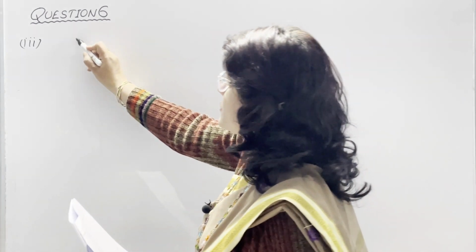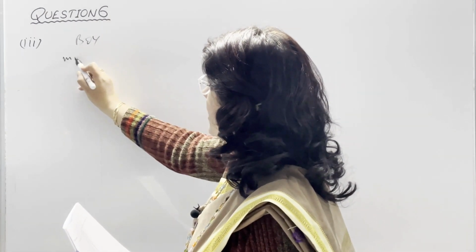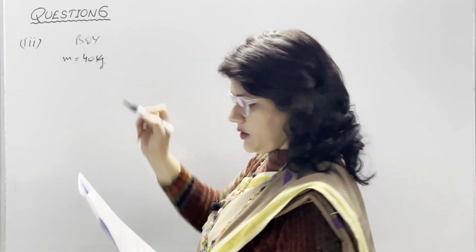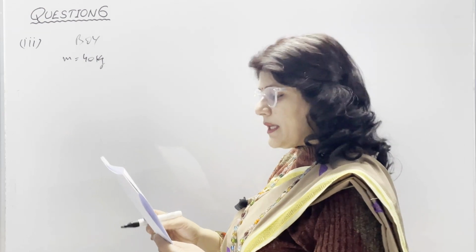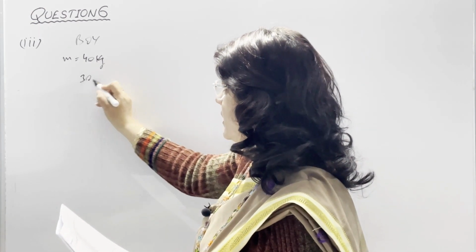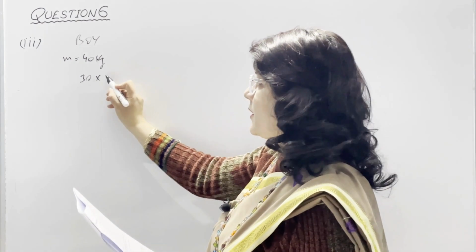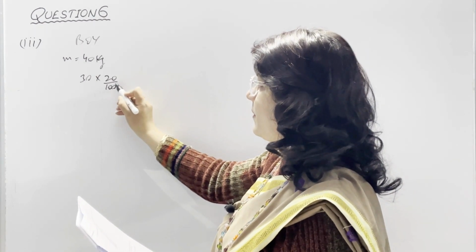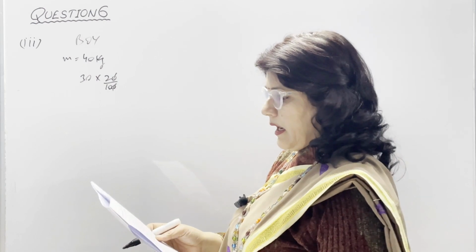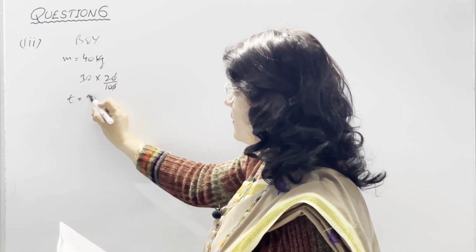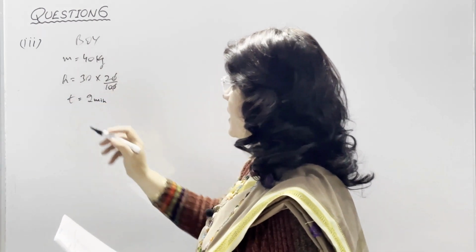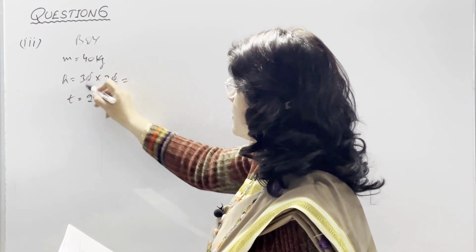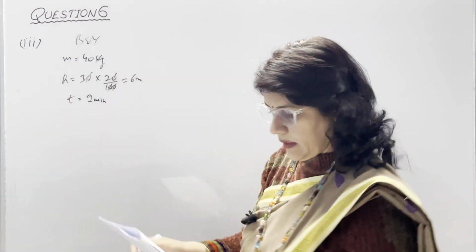In part number 3, a boy of mass 40 kg climbs up a flight of 30 steps, each of which is 20 centimeter high. So 30 steps into 20 centimeter. 20 centimeter we need to convert into meter by dividing it with 100, in 2 minutes, and time is given as 2 minutes. This is the distance, or you can say h in this case. So value is 6 meter.